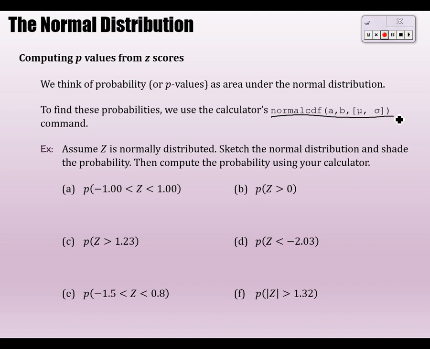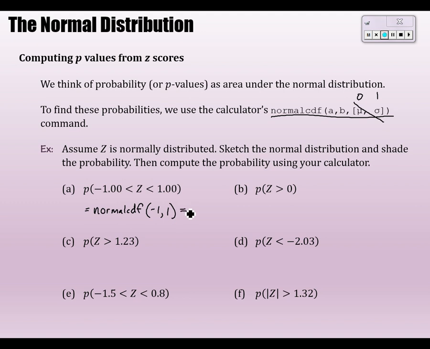So this is what your calculator will do. It will calculate the area under the curve between 2 values under the standard normal distribution. Right now, these values are optional. You don't have to put mu and sigma in, but you can if you want. But the default will be 0 and 1. That's the standard normal distribution. So you don't have to put those in. It'll just assume. So when you're doing this first one, for instance, you're going to say normal CDF on your calculator, -1, 1, and say what that is.